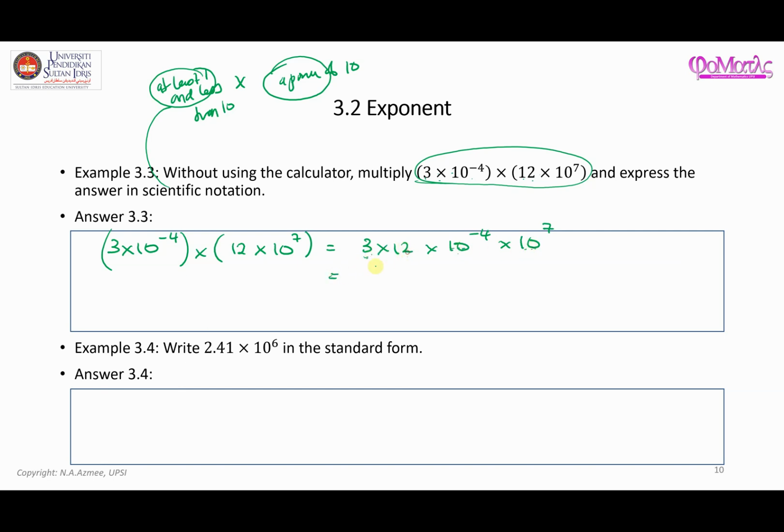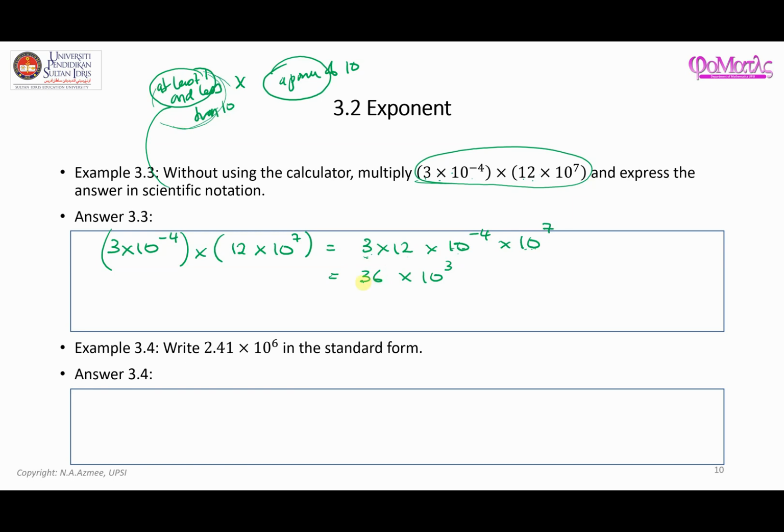So 3 times 12 is 36. And then 10 to the power of negative 4 multiplied with 10 to the power of 7, so that is reduced to 10 to the power of 3. Next, you can see that the first component here, the number given here, is greater than 10. So we don't want that. We have to make sure the number here is at least 1 and less than 10.